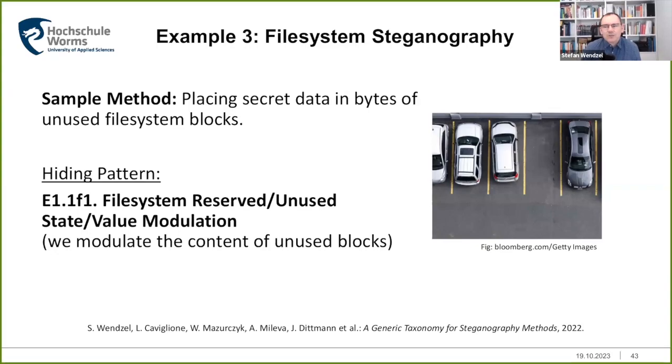And all these patterns are derived from the bigger ones. So if you look at file systems, you just check what is done in the network or digital media context for reserved unused state value modulation, and you get their ideas as well. So we link the different domains together.